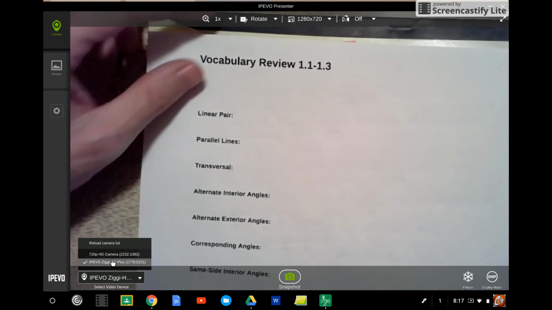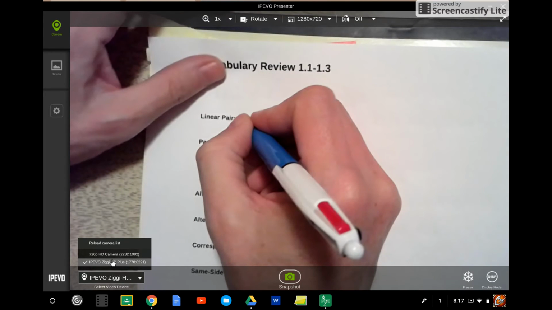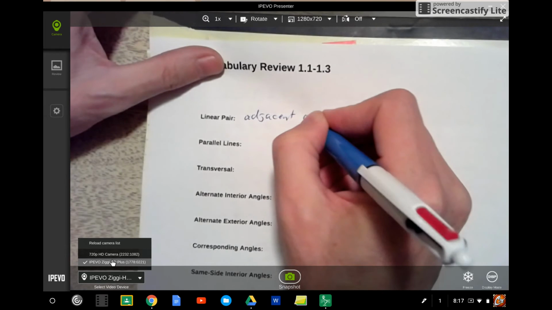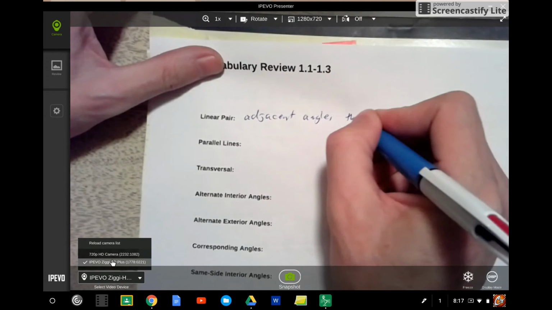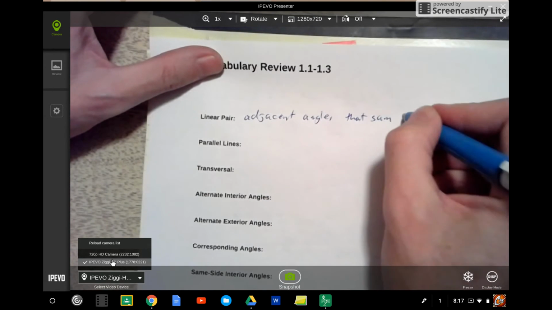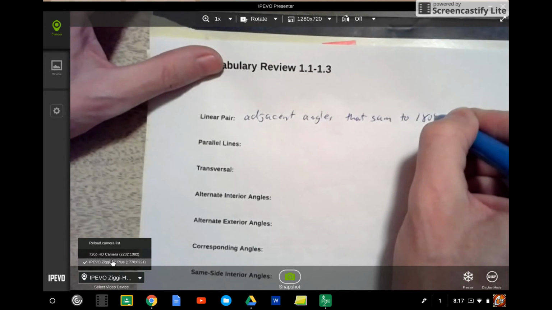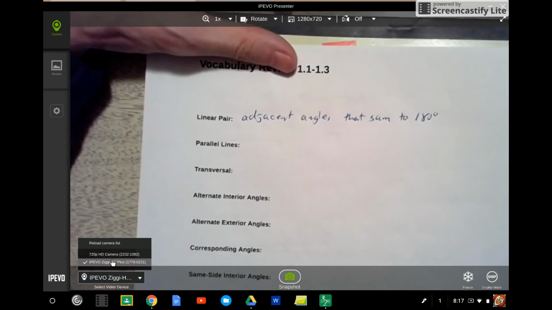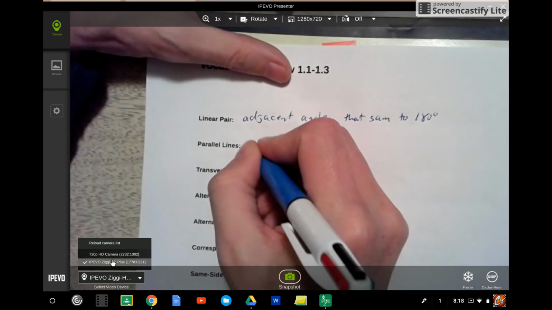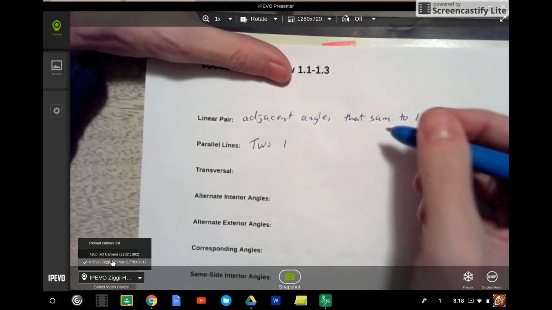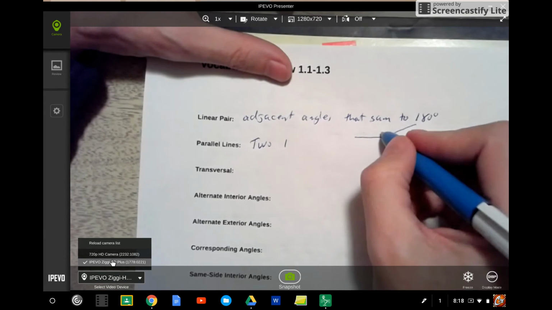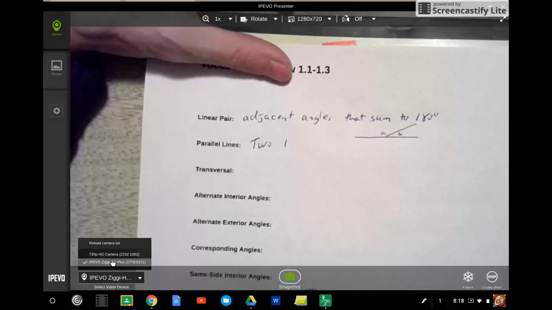Linear pair. We said a linear pair are adjacent angles that sum to 180, or adjacent angles that are supplementary. You could write it that way as well. That's completely acceptable. Let's draw a picture of our linear pair real quick, just so we have that. There we go. So those are linear pairs.